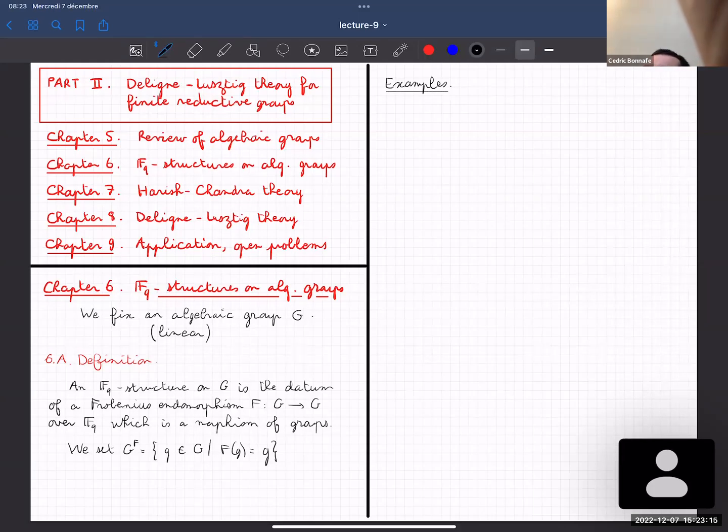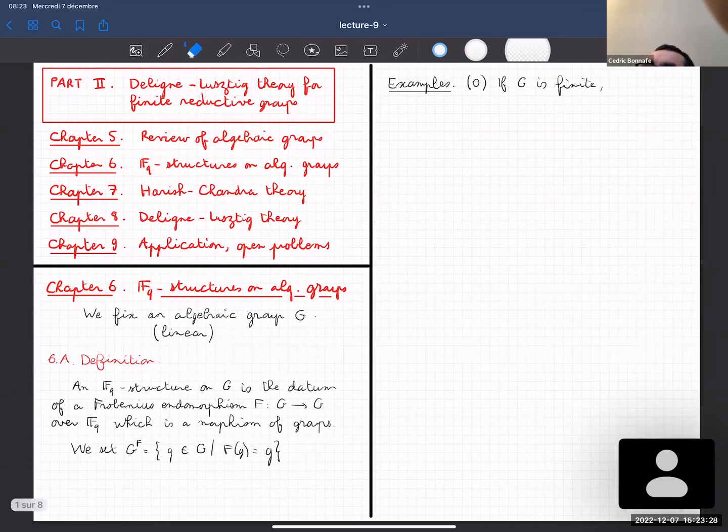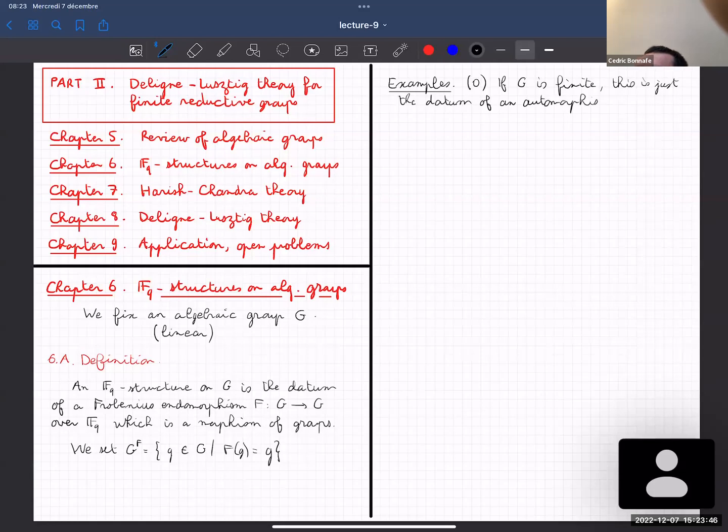So, an example in dimension 0, when G is finite: this is just the datum of an automorphism of the finite group. This is nothing more. I must say that when you are given an F_q-structure on G, so a Frobenius endomorphism, which is a morphism of groups, we have seen that F is bijective as a map between sets. So F is in fact always an automorphism of groups, but it is not an automorphism of algebraic groups in general, if the dimension is bigger than or equal to 1, because Frobenius is not an automorphism of varieties.